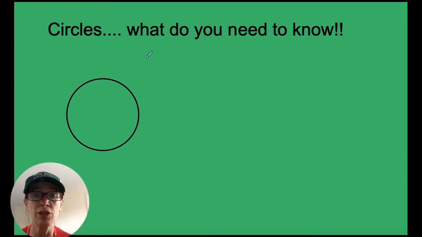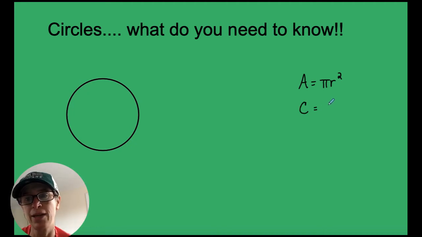So, all right, let's talk about circles. They are going to give you two formulas for circles on the test. They're going to give you the area formula, which is pi r squared. That's going to be on the SAT. And the circumference formula is 2 pi r. On the ACT, they won't give it to you. On the SAT, they will.